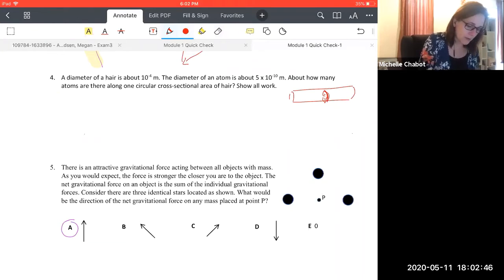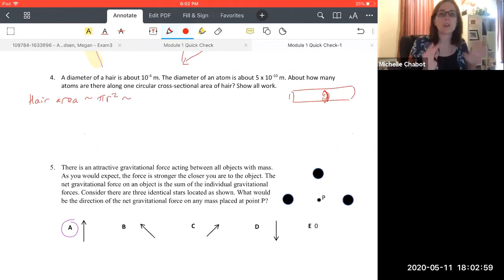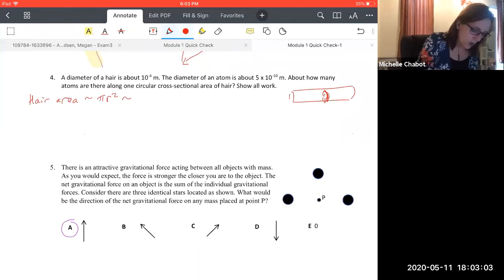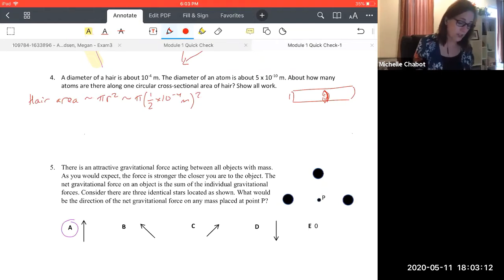And I'm going to say the diameter of a hair is about 10 to the minus 4 meters. So then I'm going to say the hair area, the cross-sectional area of a hair, is going to be on the order of pi r squared. I'm using "on the order of" to remind myself I'm not doing exact calculations. So pi, and then r squared would be half of this: pi times 1/2 times 10 to the minus 4th meters, quantity squared.